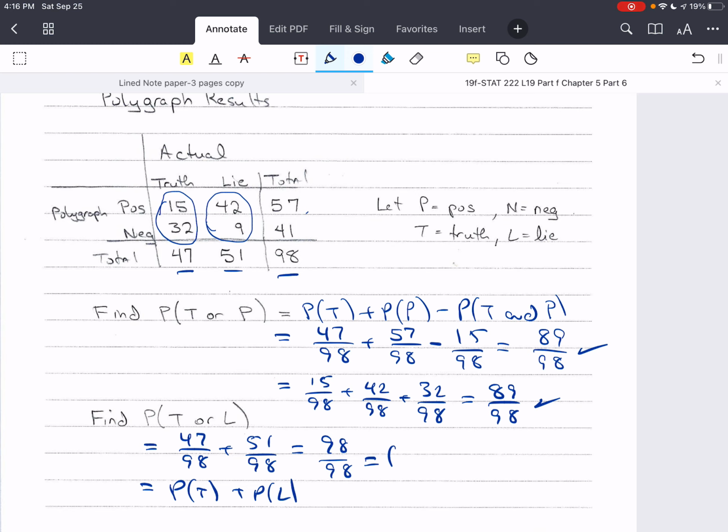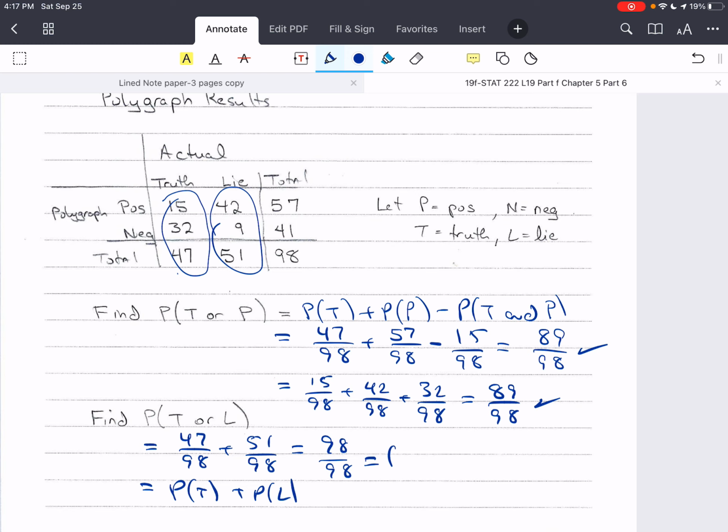Now, anytime that you're taking the probability of OR for two columns or for two rows, they're always disjoint. So you're just adding the probabilities. If they're both rows, like positive and negative, there can't be any overlap, because when you add up their totals, you get the total for the whole experiment, the whole test. So, same thing for truth and lie. The lie detector either said they were lying or said they were not lying. Likewise, the person either told the truth or they told a lie. They didn't do both in this case.